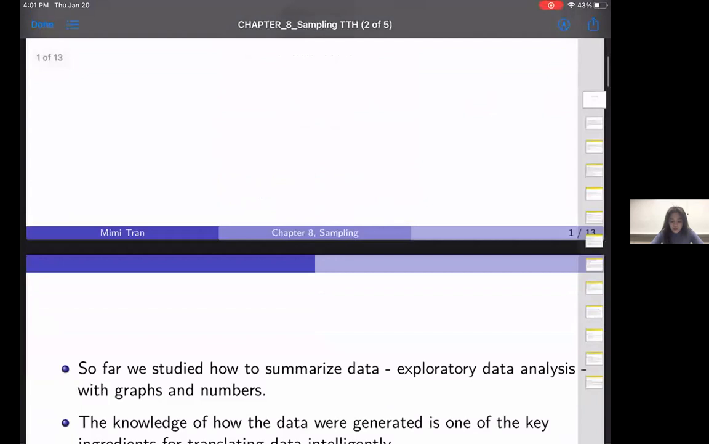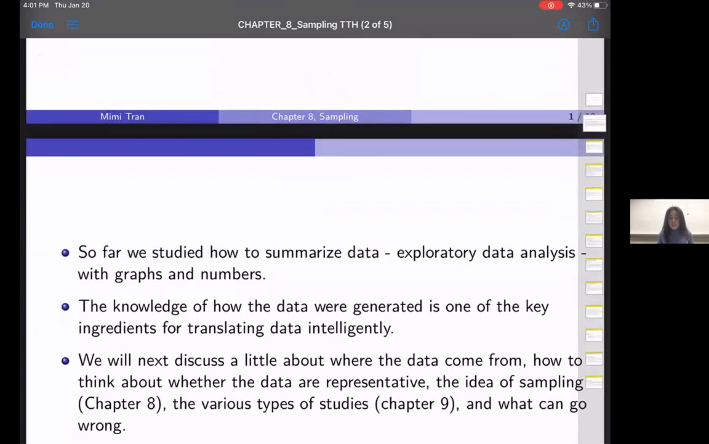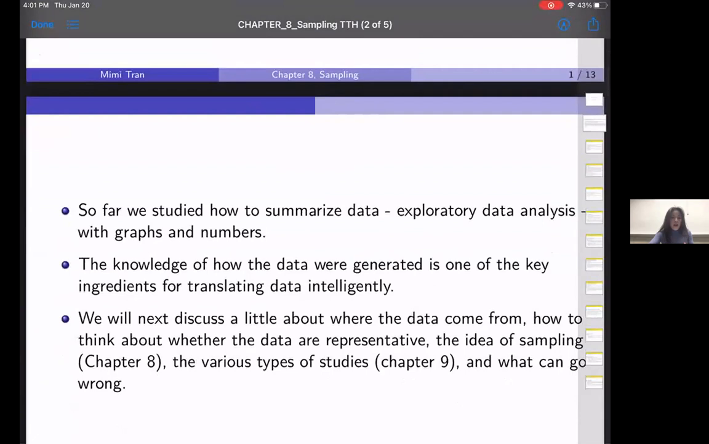Okay. In chapters 1, 2, and 3, we studied how to summarize data and explore data analysis with graphs and numbers. Now in chapters 8 and 9, we're going to discuss how you collect the data, right? How you correctly collect the data, what the types of studies are, and how to identify the bad way of sampling your data. Okay, so that's chapter 8 and chapter 9.